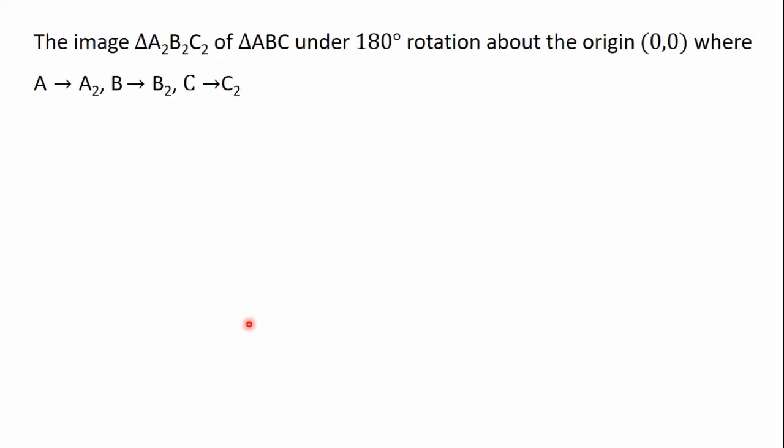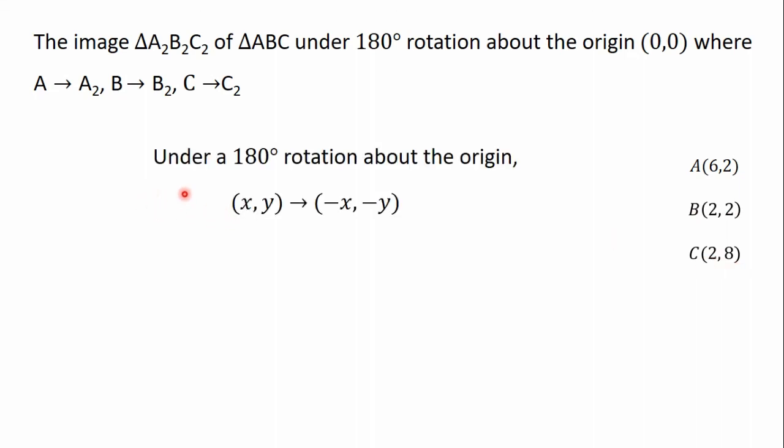So let's do that. We are going to rotate point A through a 180 degrees angle about the origin to get A2. We rotate point B through a 180 degrees angle about the origin to get B2. Then we rotate point C through a 180 degrees angle to get C2. The coordinates of point A are 6, 2. The coordinates of point B are 2, 2. And the coordinates of point C are 2, 8. We have learned that under a 180 degrees rotation about the origin, the rule of the transformation is (x, y) maps to (minus x, minus y). So to get the x coordinate of the image, you negate the x coordinate of the point, and to get the y coordinate of the image, you negate the y coordinate of the point.